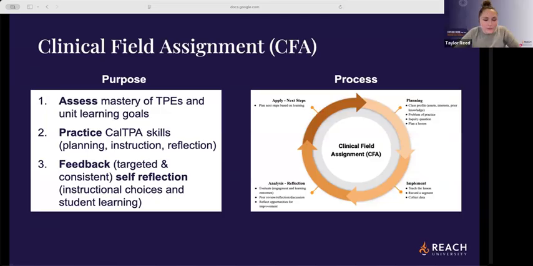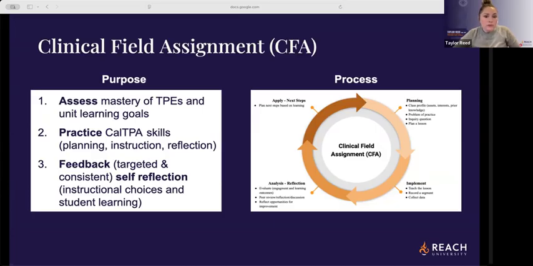The clinical field assignment, or CIFA for short, is a summative assessment for each unit of instruction in each course taken. This is where our candidates apply theoretical knowledge in the classrooms, our practicum, if you will. It's aligned with the California TPEs and reflects the CalTPA structure, and it's really designed to support authentic application of learning in the teacher candidate's classroom.